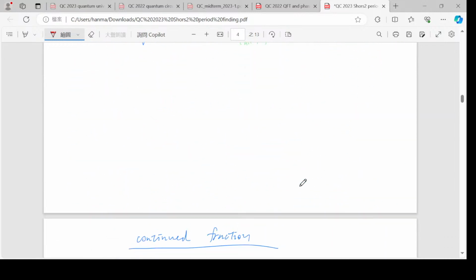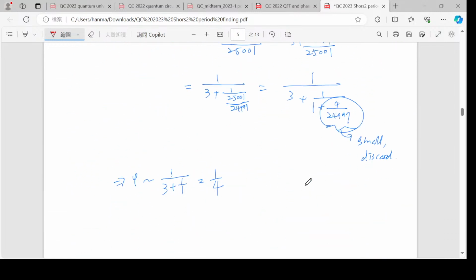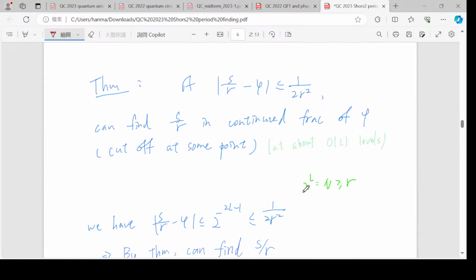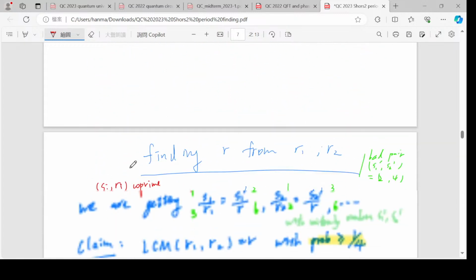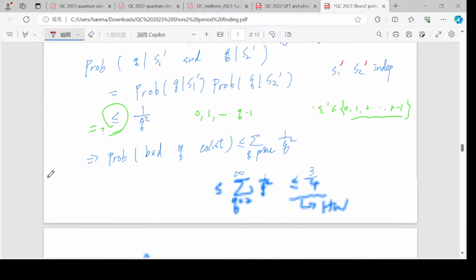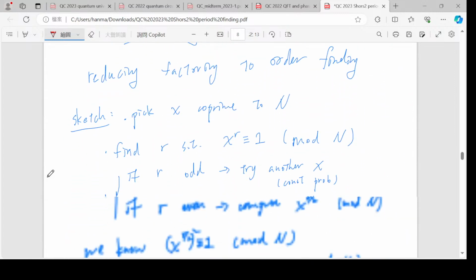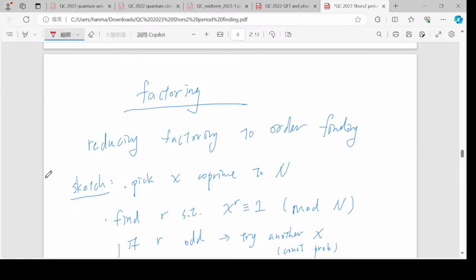Okay, so that's a recap of the quantum part. And if there is no question, then let's go back to the classical part. So now it's a little annoying: we are going to talk about things that have basically no relation to quantum mechanics, even though we are in a quantum theory class. It's classical number theory, and how do we actually do factoring from the order finding problem?